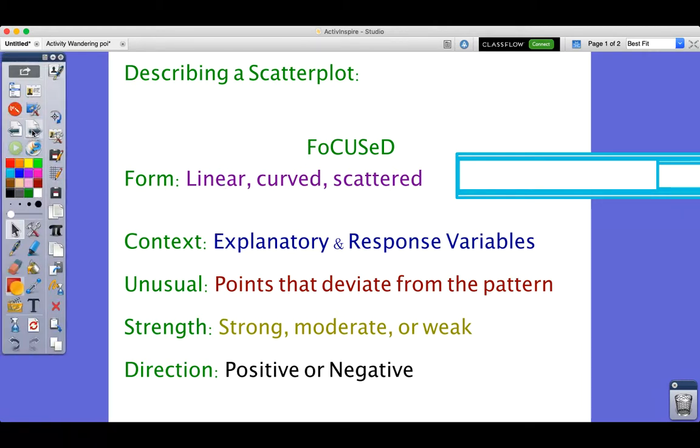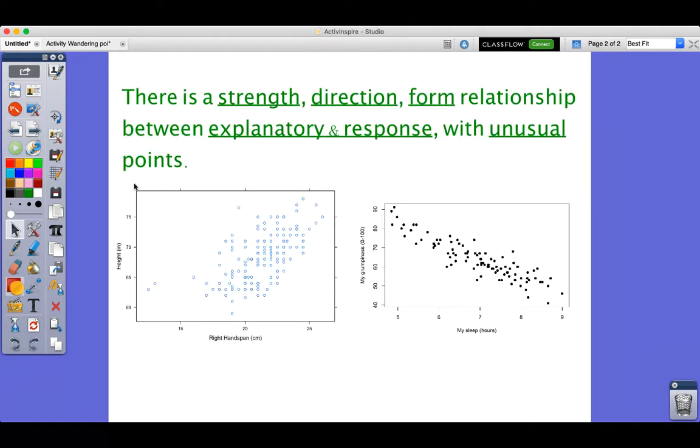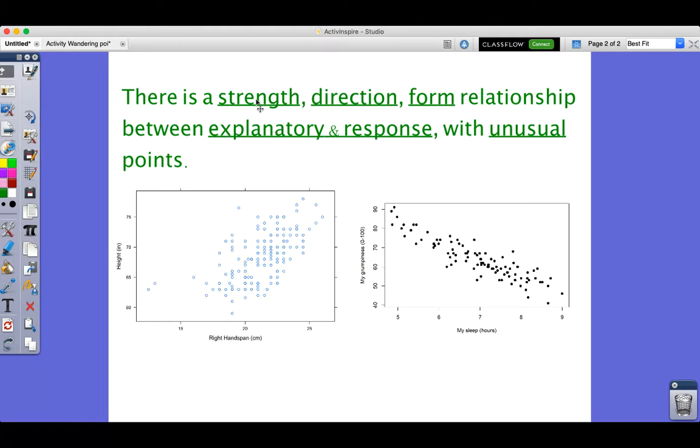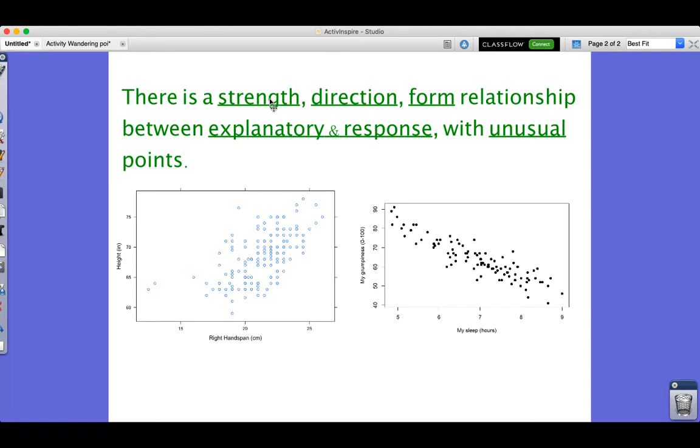So you want to be communicating yourself well. I recommend writing a nice sentence, something like this. There is a strength, so strong, moderate, weak, positive or negative, linear. So it might say there is a strong, positive, linear relationship between, and then you tell me what the two variables are, and then you say with an unusual point here, here, here, wherever, okay?